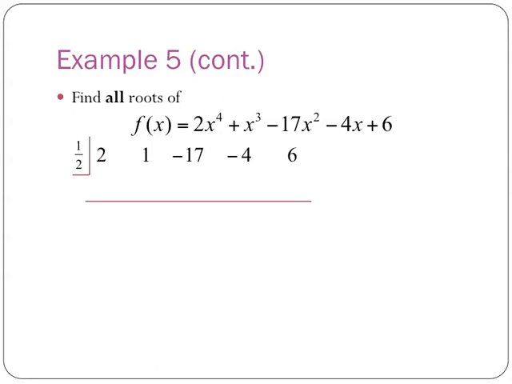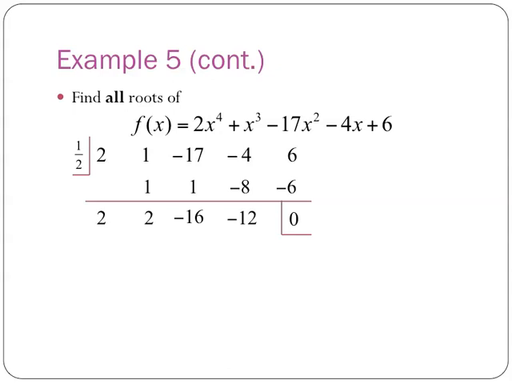So remember, this starts off by bringing the 2 down, and then we multiply, add, multiply, add, multiply, add. So 2 times 1/2 is 1, and adding that together we get 2. Multiply that by 1/2, we get positive 1. Add that together, we get negative 16. Multiply that by 1/2, and that's negative 8. Add those together, we get negative 12. Multiply by 1/2, that's negative 6. And add that together, we get 0.